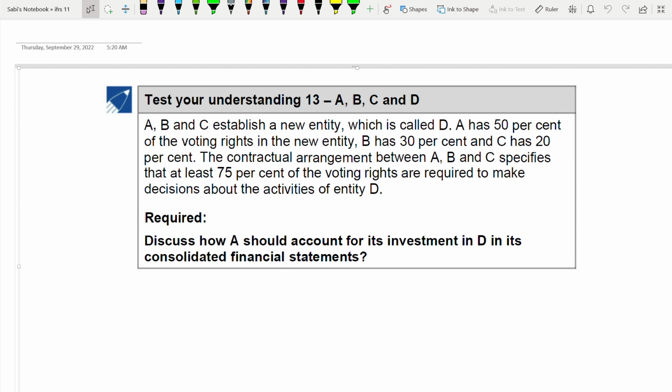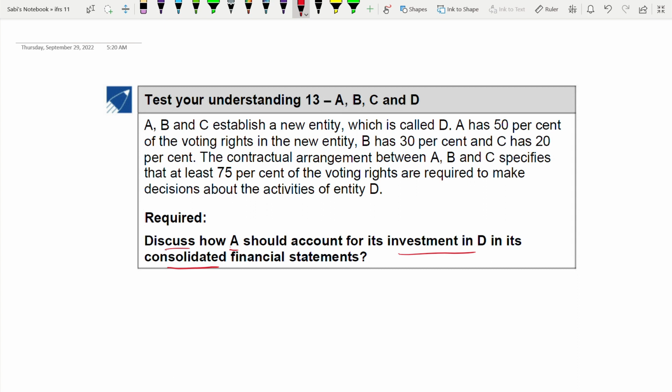Test your understanding 13: A, B, C and D. You are required to discuss how A should account for its investment in D in the consolidated financial statements. Always check whether it's consolidated or individual financial statements the requirement is asking for, because it differs. Here, A, B and C establish a new entity, D. But we only want to know from the point of view of A, because that's what the requirement asks. A has 50%, B has 30%, C has 20%.